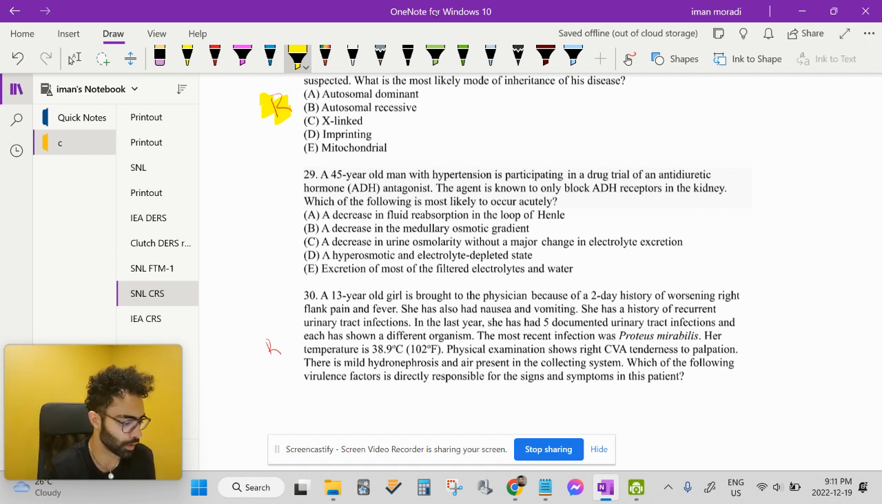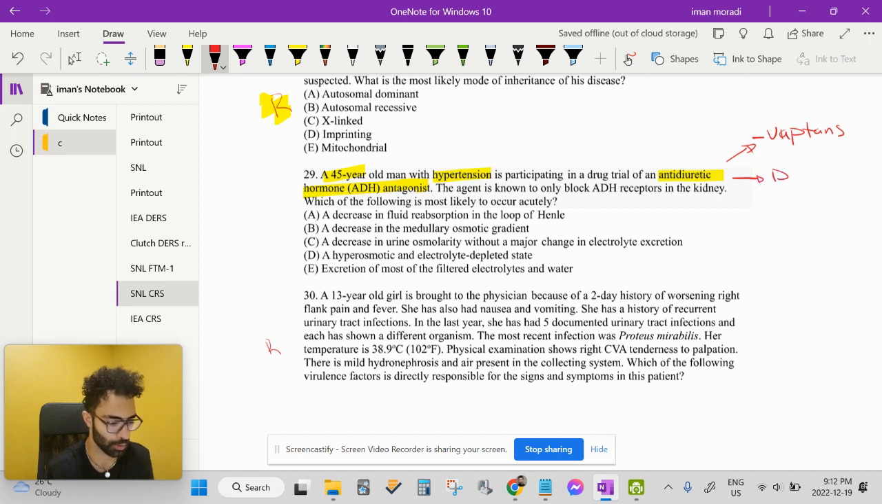Okay, so this time we have a 45-year-old with hypertension who, as a part of a drug experiment, is taking an antidiuretic hormone antagonist, right? There are two types of drugs I can think of. One of them is the vaptans, which is a suffix. Conivaptan is one I can think of. They basically antagonize the ADH receptor.